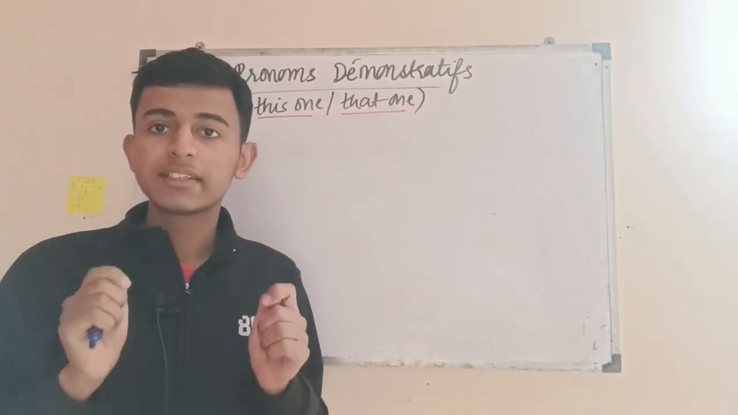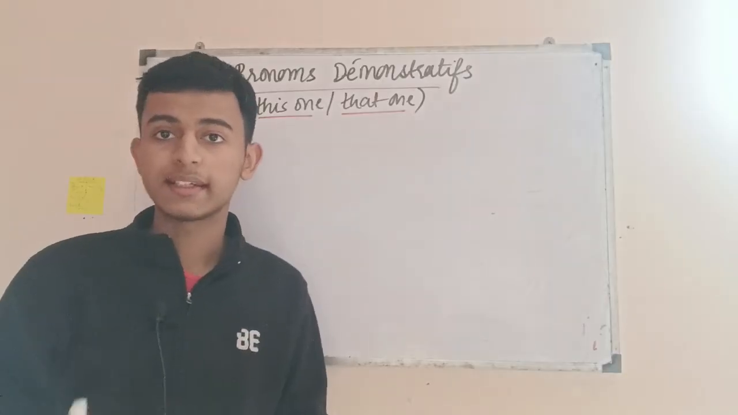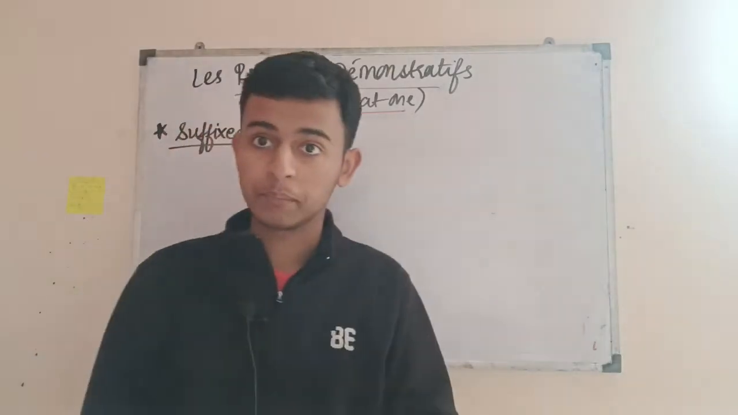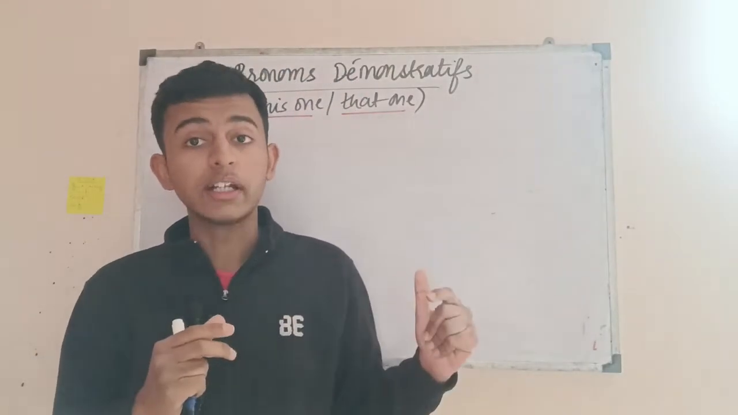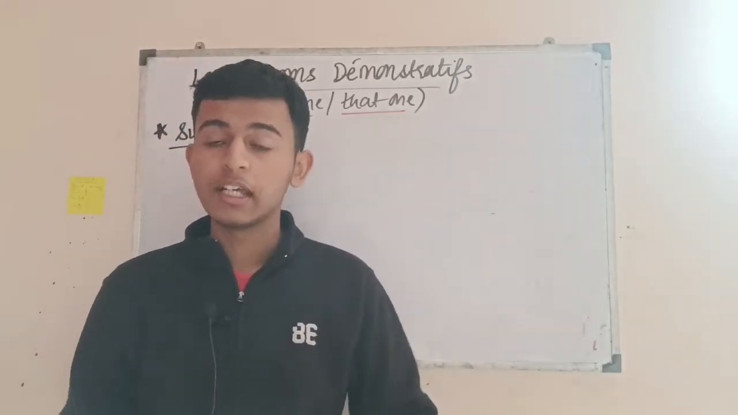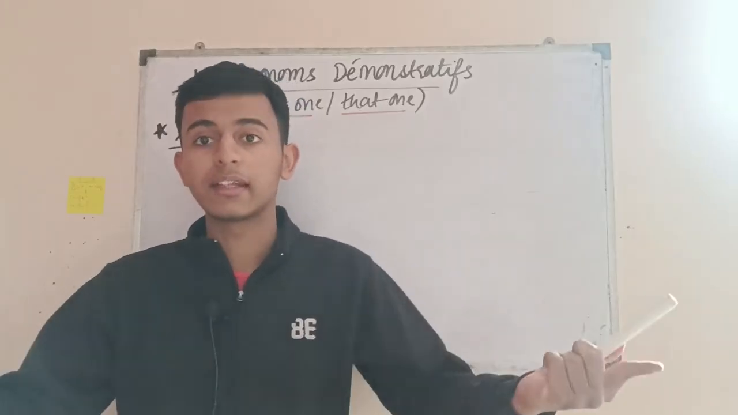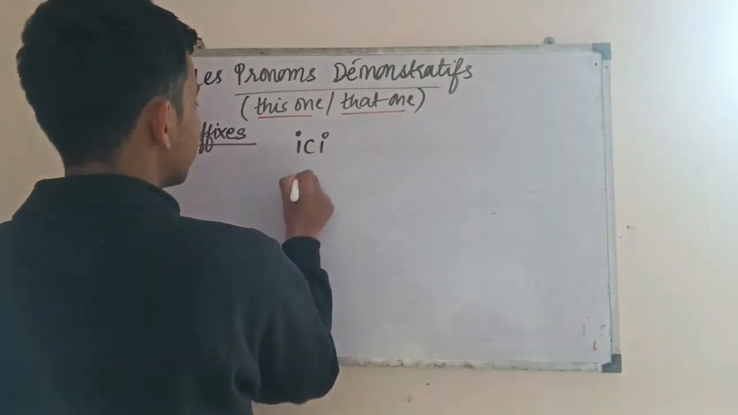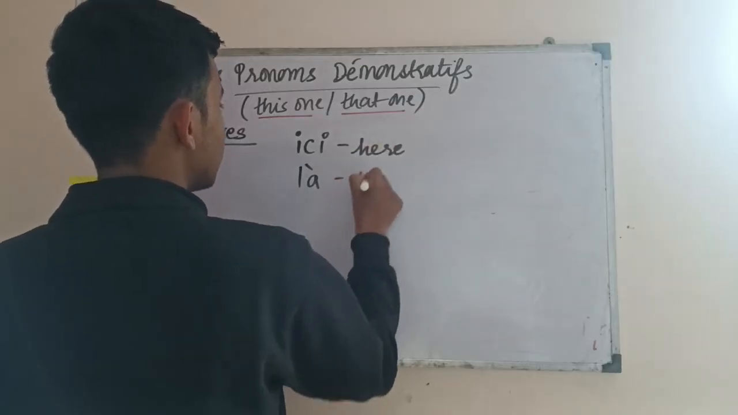The problem with celui, celle, ceux, and celles is that we cannot use them directly in the sentence. Rather, we attach a few suffixes to make the meaning clearer. The meaning becomes clear when we talk about the orientation of that object, whether the objects are nearby or far from us. If they are nearby, then we say here. If they are far, then we'll say there. So here in French is ici. There in French is là.